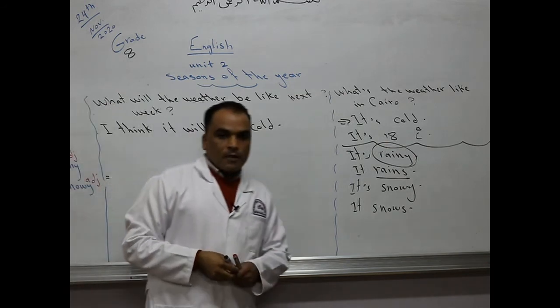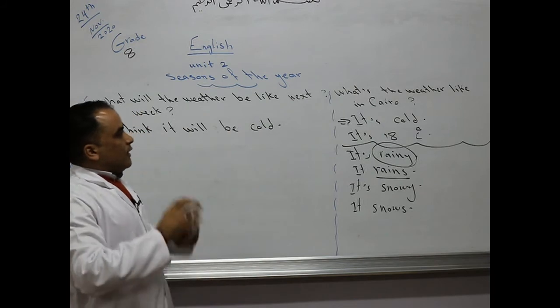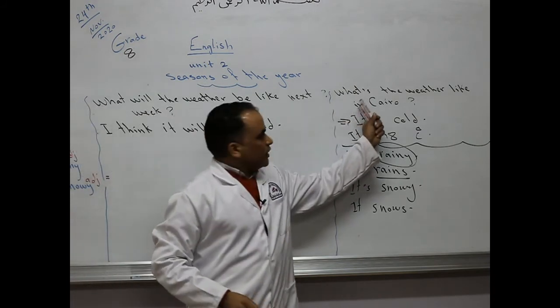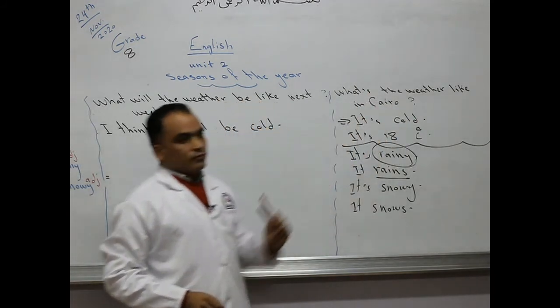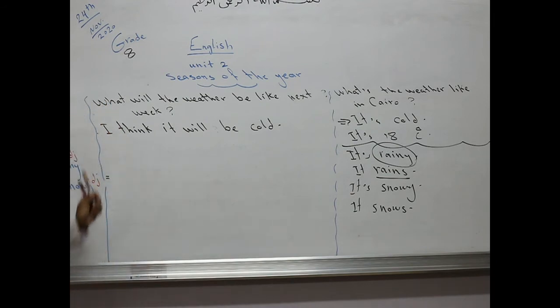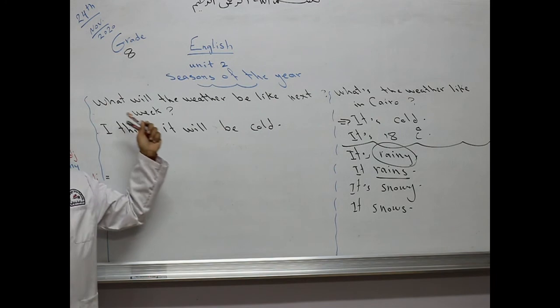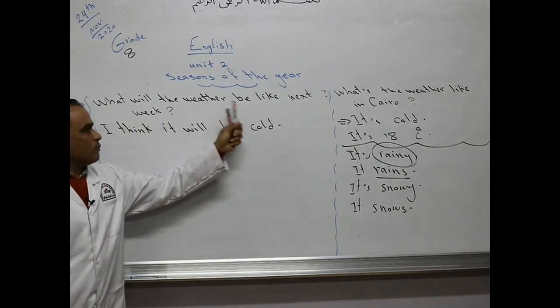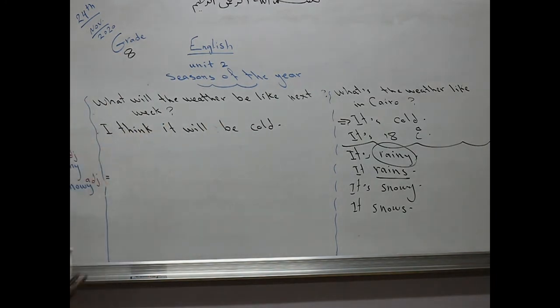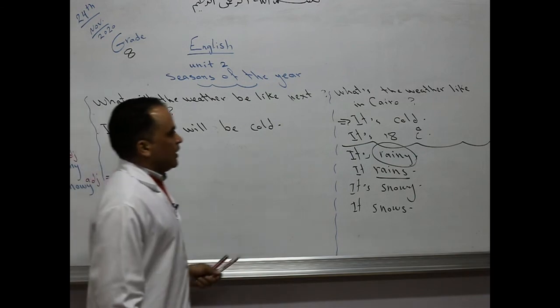Okay? So to ask about the weather right now, we use this question, what's the weather like? To ask about the weather condition in the future, we use this structure, what will the weather be like next week, next month, next year, and so on.